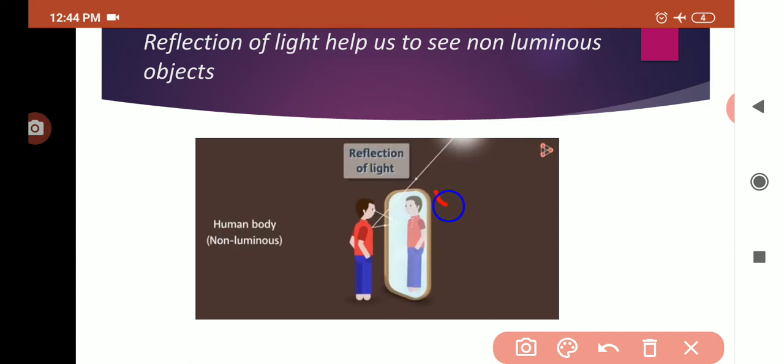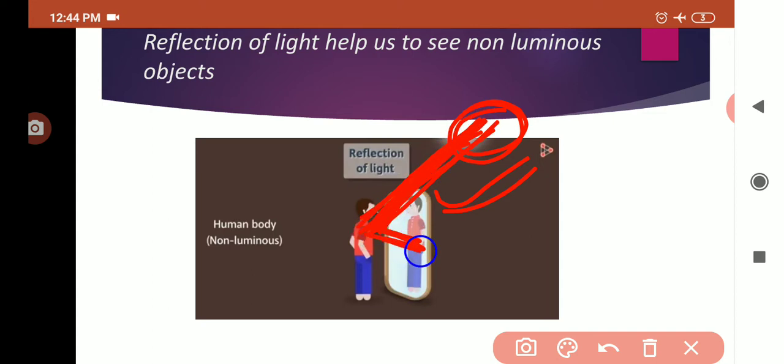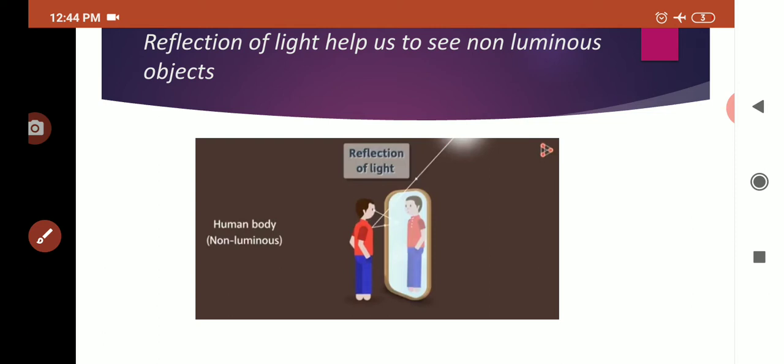For example, if it is a mirror and we are standing in front of the mirror, then the light rays coming from a source will fall on us, and after falling on us, they will reflect back. Our body will reflect the light. This incident light will get reflected back and fall on the mirror, and we know that a mirror is a very good reflector. It again reflects the light, and this reflected light this time reaches our eyes, and our eyes are able to see our own image in the mirror.